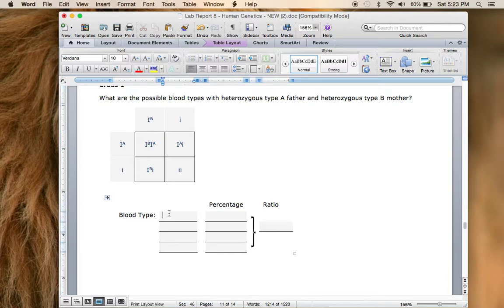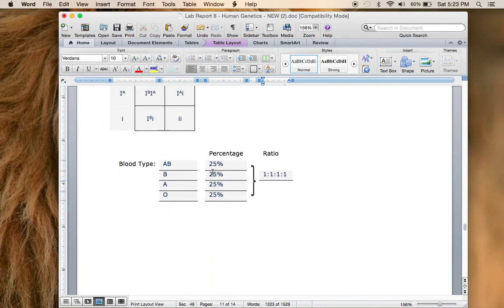So we've got 4 different blood types. We've got type AB, so this first child that has one of each of the dominants. We've got type B, we've got type A, and we've got type O. And we have one of each. So that is a 25% chance, or a 25% outcome for each of these different blood types in this cross. And the ratio would be 1 to 1 to 1 to 1. So you've got an equal percentage or an equal chance to have each of these different blood types.